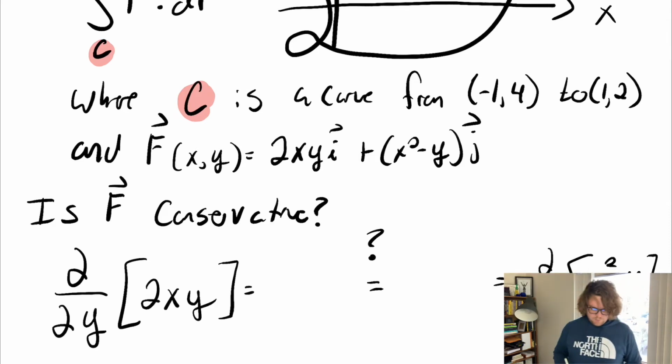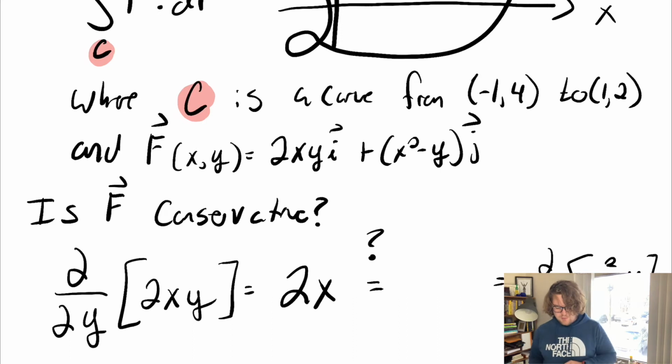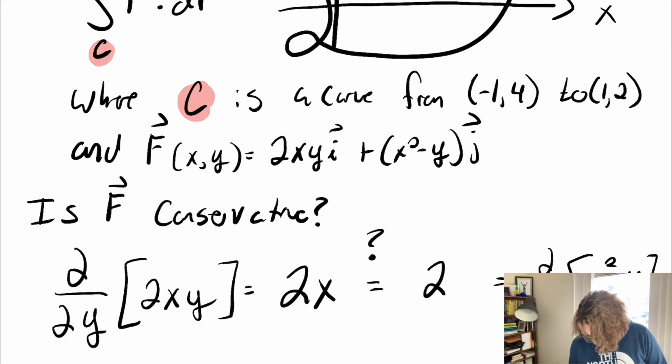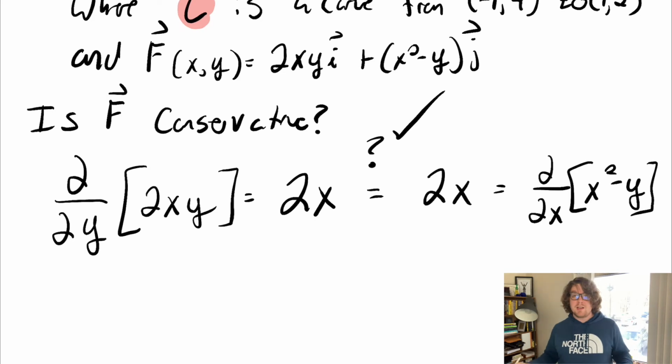So we'll go ahead and do it. If we take the partial derivative of 2xy with respect to y, treat y like a constant, x is a variable, we're left with a 2x. Take the partial derivative of x squared minus y with respect to x, we're treating x like a variable, y like a constant, we're left with a 2x. So since 2x is in fact equal to 2x, we're good to go. So F is in fact a conservative vector field.